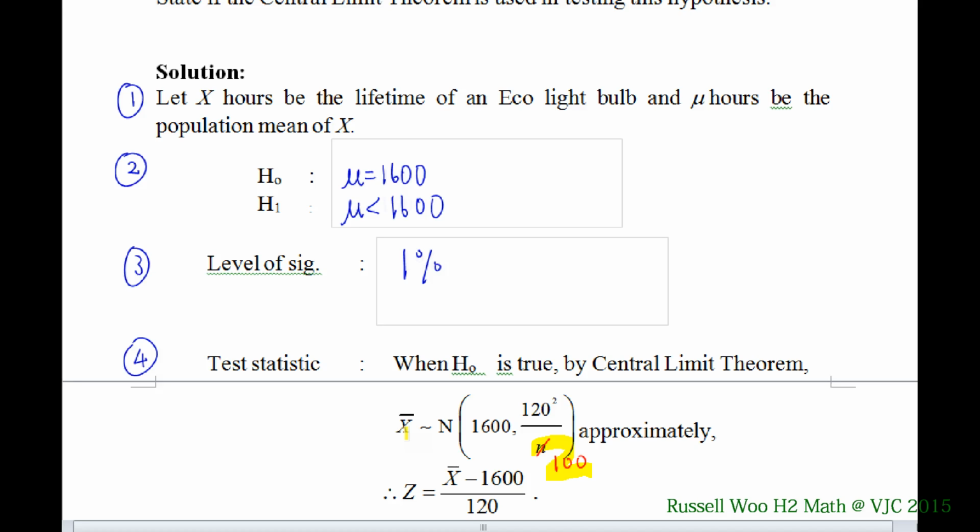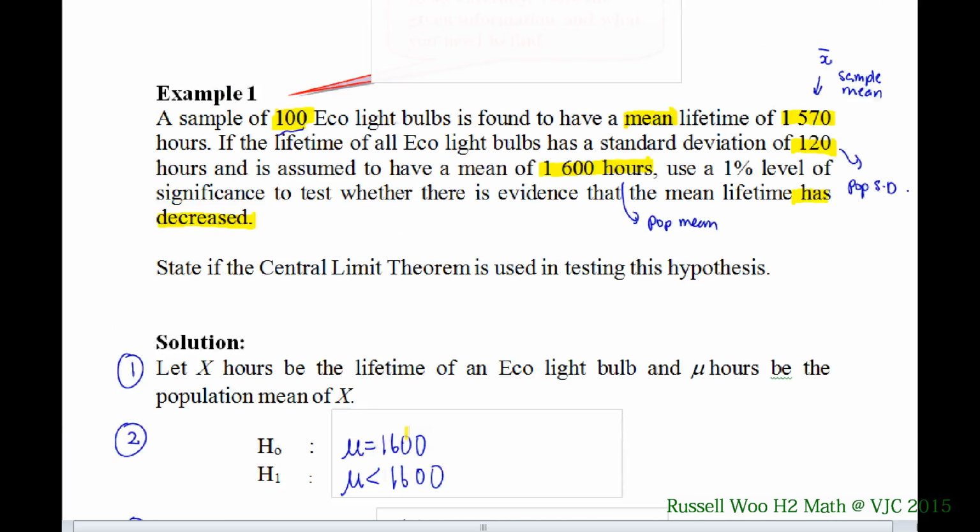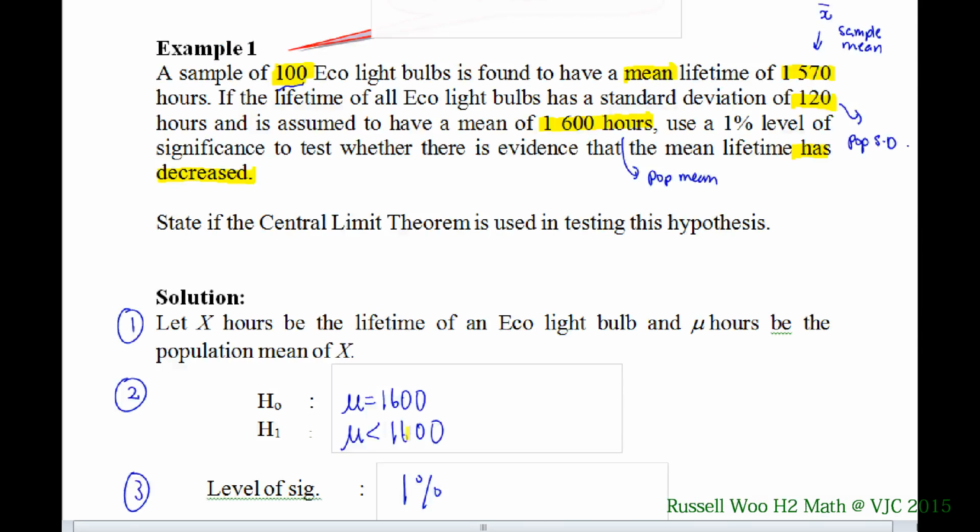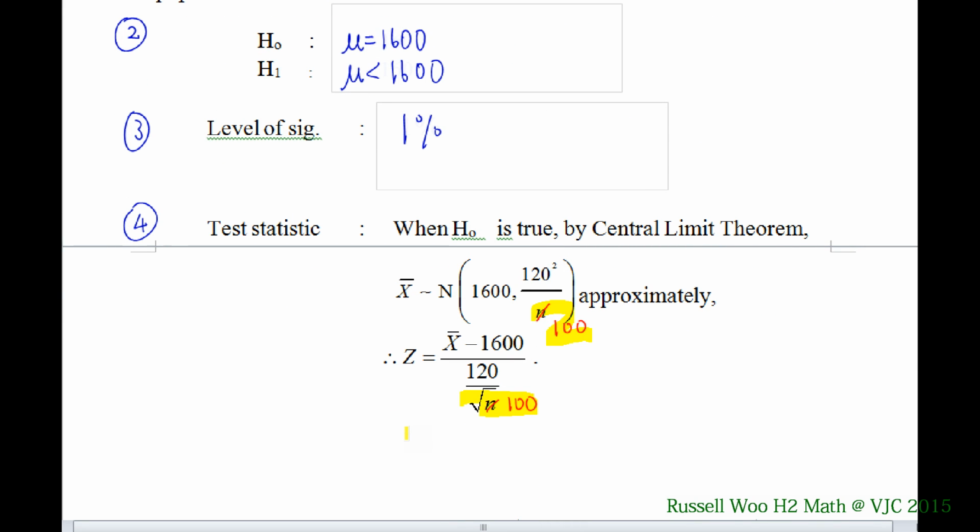If you look closely at the question, it did not say that the population, the X, the lifetime, is normally distributed. Nowhere is it stated. So you have to use the central limit theorem. Because n is large, 100, you use the central limit theorem to say the X bar is normally distributed, and your test statistic is Z. Don't question why you want to write this. You must write this part.